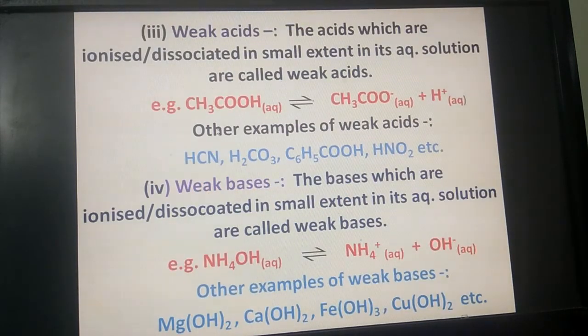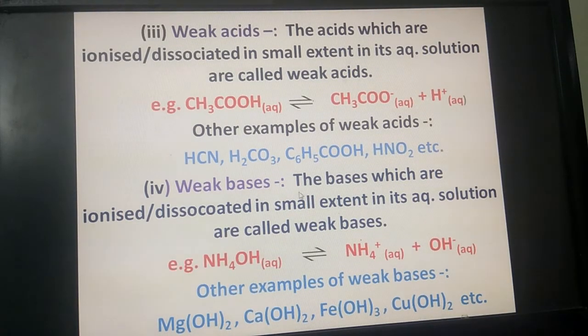Then weak acids and weak bases. What is meant by weak acids? The acids which are ionized or dissociated to a small extent in their aqueous solution are called weak acids. Since a weak acid dissociates to a small extent, it is represented by a double arrow. Acetic acid dissociates into acetate ion and H+ ions. Other examples of weak acids are HCN hydrogen cyanide, H2CO3, C6H5COOH benzoic acid, and HNO2 nitrous acid, etc.